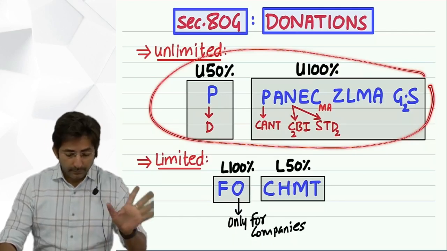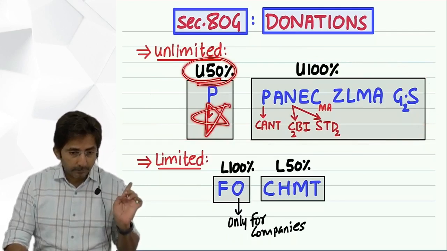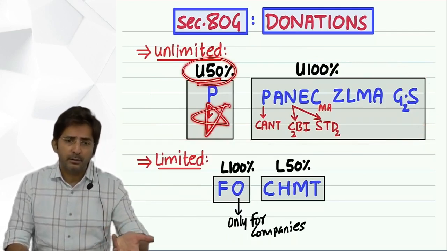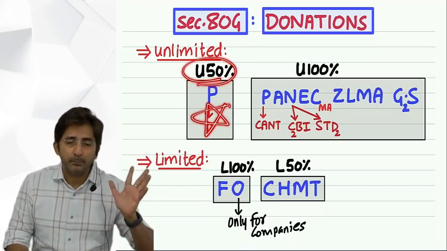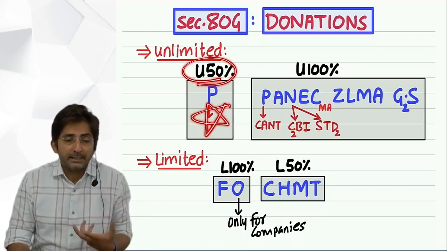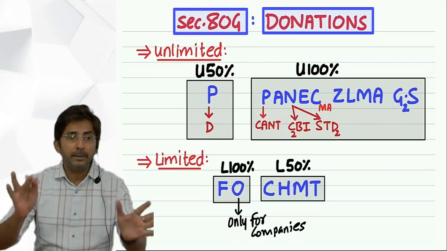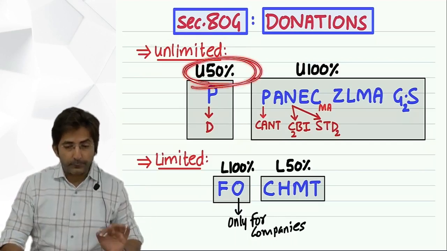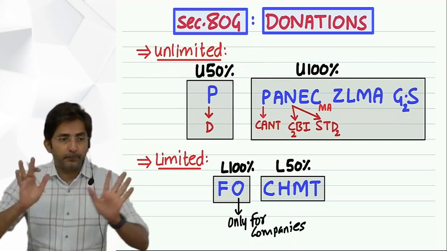But the deduction will be 50% for this donation. There is no limit, meaning you donate 10 crores, but the deduction will be 50% of 10 crores. No one donates that much. It's just an example. I'm exaggerating just to show unlimited. It means there is no limit on how much you want to donate, but the percentage will be 50% only. Unlimited 50%.